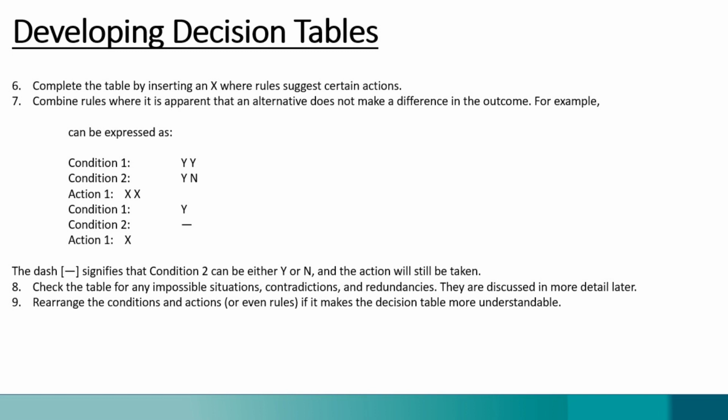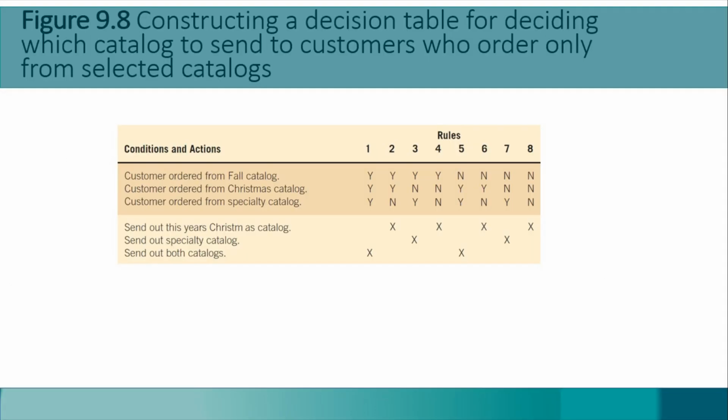9. Rearrange the conditions and actions, or even rules, if it makes the decision table more understandable. Decision table processors, which take the decision table as input and provide computer program code as output, are available. Figure 9.8: Constructing a decision table for deciding which catalog to send to customers who order only from selected catalogs.